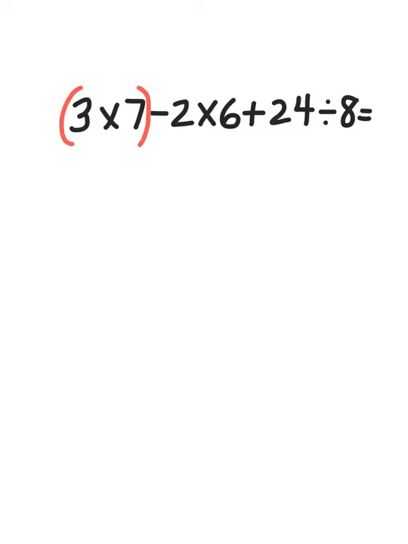3 times 7, 2 times 6, and 24 divided by 8. Now remember, we do the problem and write the answer and cross out the problem in parentheses. 3 times 7 is 21. We cross that out and we bring down our subtraction sign.